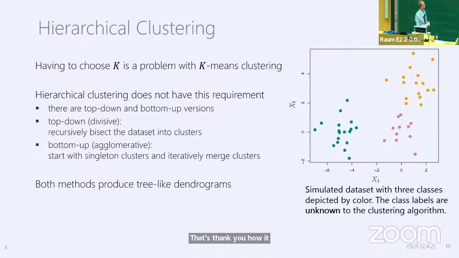Hierarchical clustering has two variants: bottom-up and top-down, also called agglomerative and divisive.